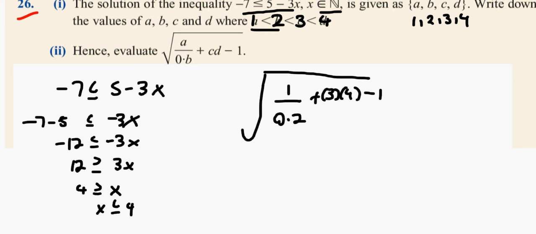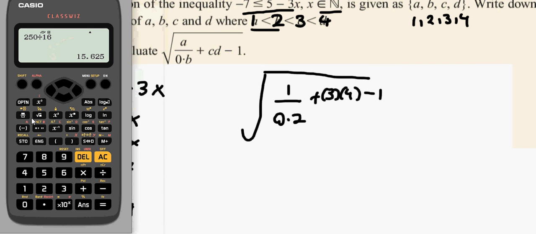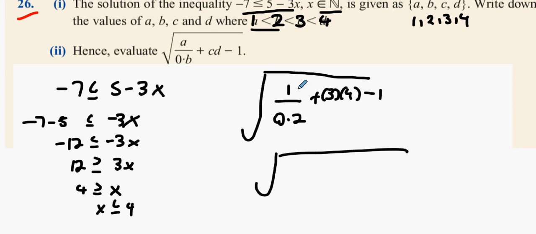Now, pay attention to how I'm using the calculator. Press the square root button first. Press the fraction button second, so it's 1 over 0.2. Everybody cool? Which is actually 5, believe it or not. I'll do it all with the calculator first, and then I'll do it out afterwards. Take away 1. Answer is 4. Now let me work it out individually for you. 1 divided by 0.2 is 5. 3 times 4 is 12. 5 plus 12 is 17. Take away 1, 17 take away 1 is 16. Square root of 16. 4.